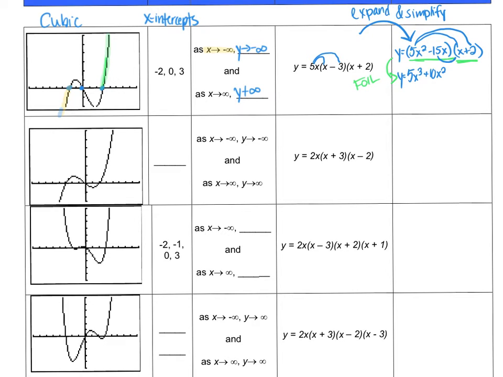Then our inside terms, so -15x times x is -15x squared. And finally, we're going to multiply those last terms together. So -15x times 2 is -30x. Then we just have to combine any like terms we have in the equation. So right here we have some like terms with our 10x squared and our -15x squared. So we'll go ahead and combine those. So y will equal 5x cubed, and then 10x squared minus 15x squared is going to be minus 5x squared, minus the 30x that was there.